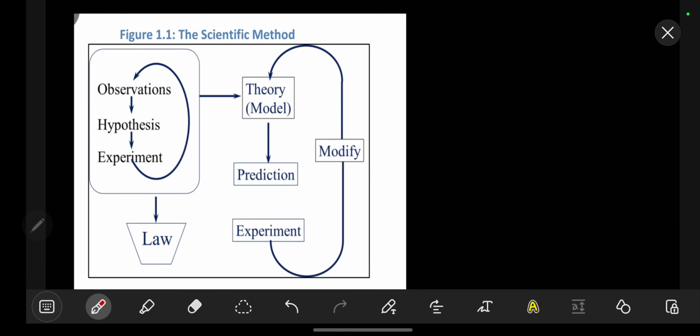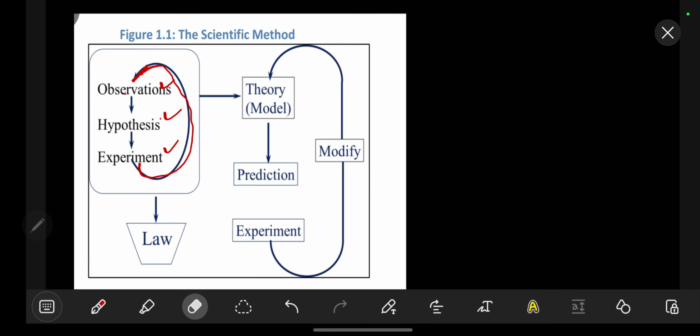So this is our simplified version. We have the observation. From the observation, one is required to come up with a hypothesis, which is our educated guess. From there, we do experiments. After the experiments, we go back, do observation again, then hypothesis, experiment, like that. So the cycle can continue like that throughout.